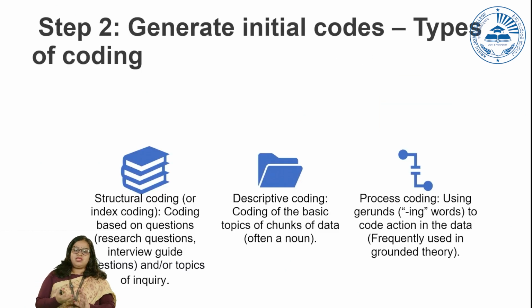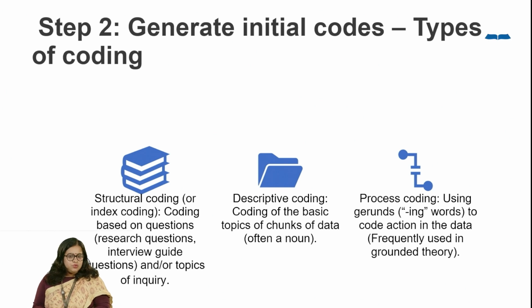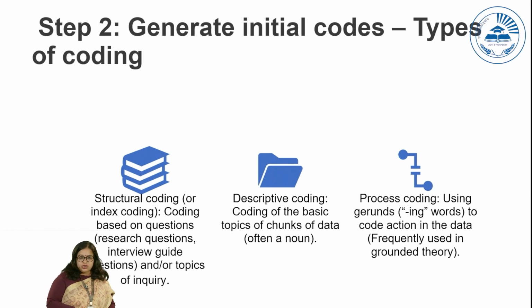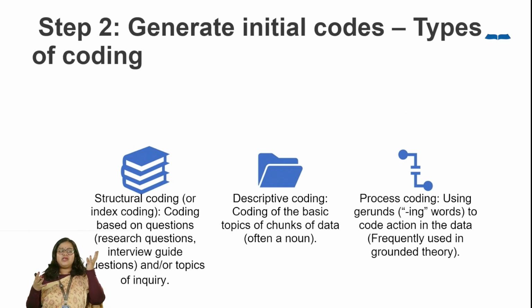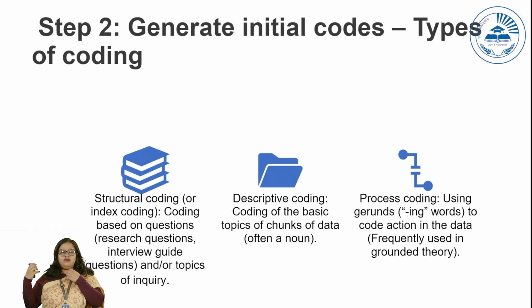Okay, so there are 3 aspects of coding: structural coding, descriptive coding and process coding. The first one is structural coding, where coding is based on the questions the researcher has asked. So if you remember, when you were doing your interviews, you had framed certain initial codes and initial ideas based on which you framed your questions. Structural coding predominantly deals with coding done directly pertaining to the questions which are asked.